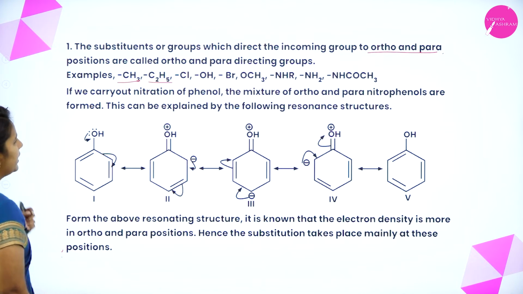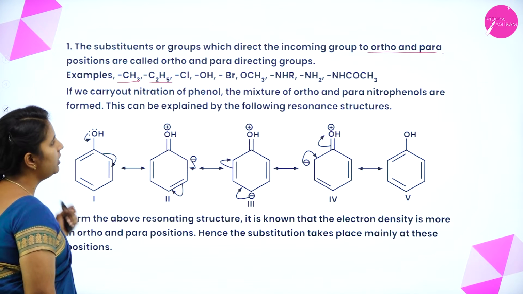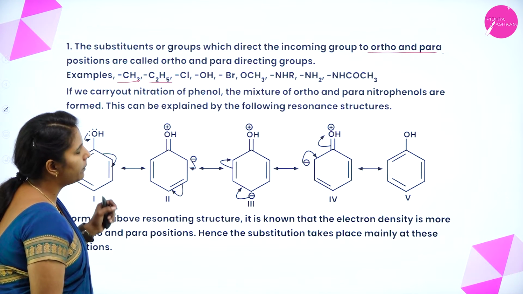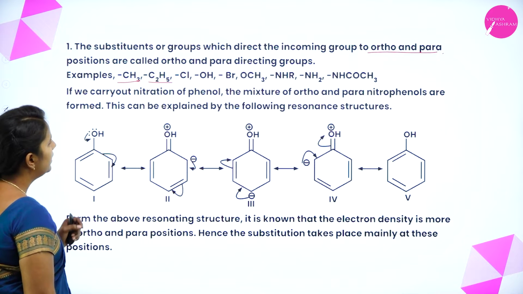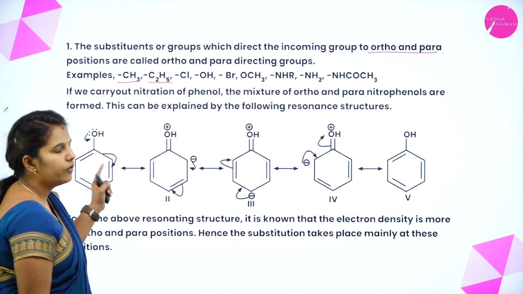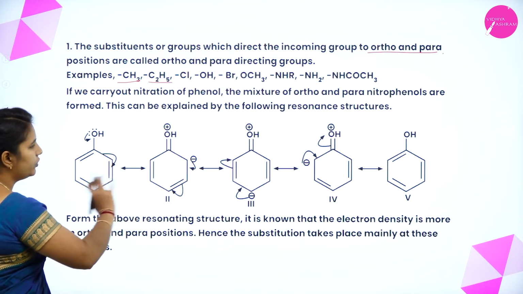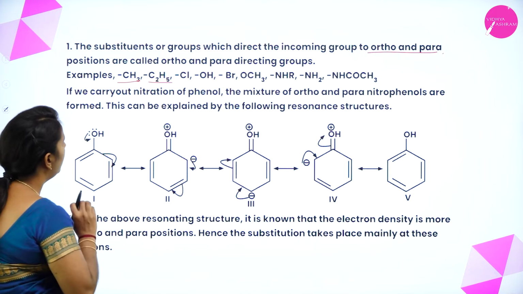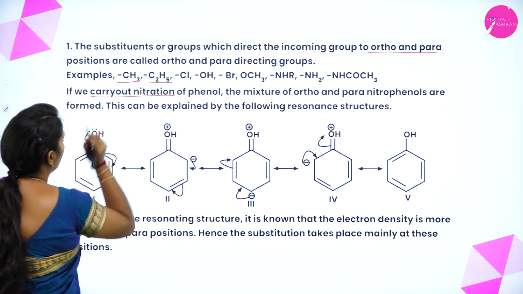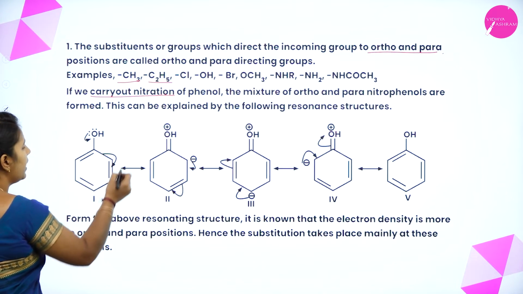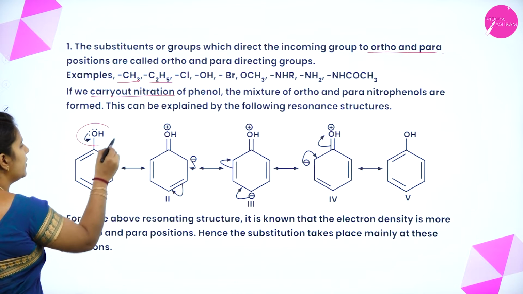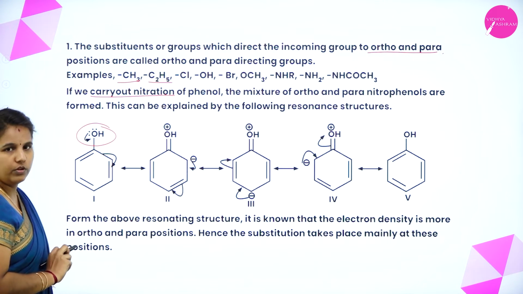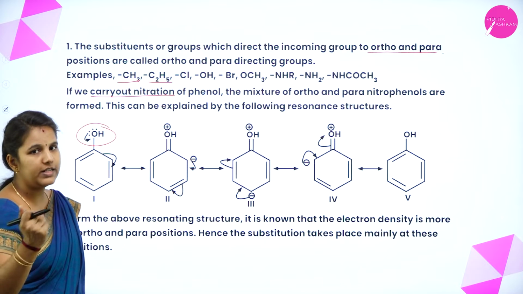So if we carry out the nitration of phenol, a mixture of ortho and para nitrophenols is formed. This was explained by the following resonance structure. If you do the nitration of benzene, especially the nitration of phenol, this is my benzene ring which has the OH group. Benzene with the OH is known as phenol.